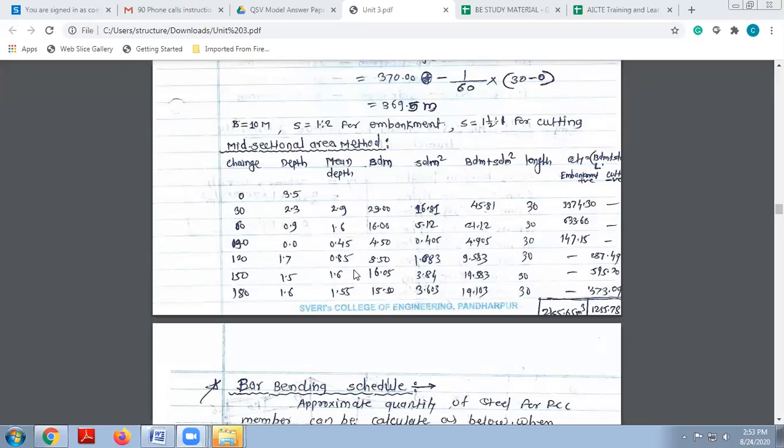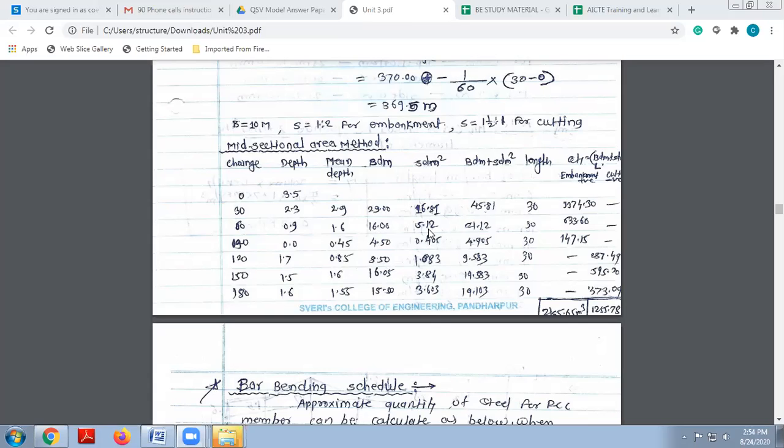After getting the mean depth for each and every change point, then you can go for the area of the mid-sectional area, that is your rectangular portion, B into D. So B is known to you. What is the B? B is nothing but formation width. It is 10 meters. They have mentioned in the problem. And DM is nothing but mean depth. So 10 multiplied by 2.9, that is 29. This is the area of the rectangular portion. Then 1.6 into 10, 0.45 into 10, 0.85 into 10. You will get this particular column, that is area of the rectangular portion.